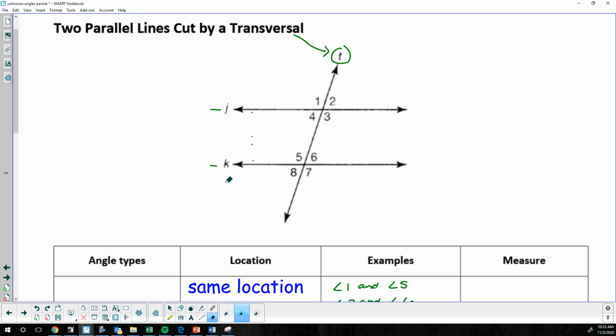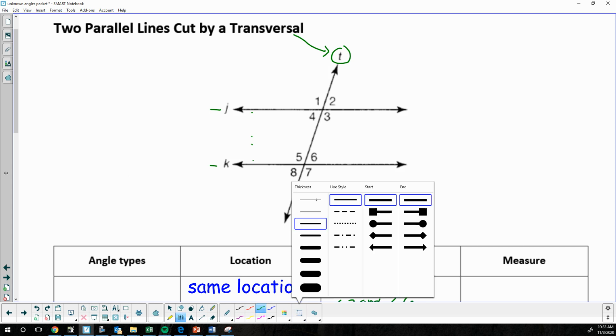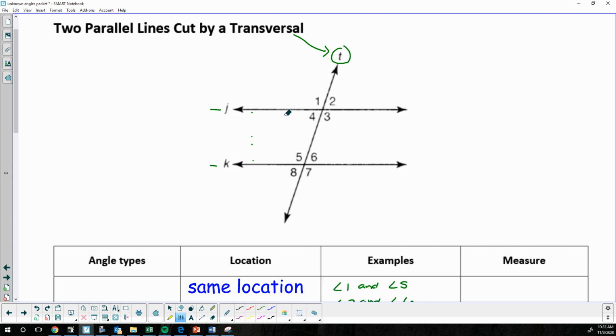All right, so now we are talking about the exterior angles. So that means we have to be above J and below K. So 4 and 3 are out, they are interior. 5 and 6 are out, they are interior. So now we're just dealing with these 4 angles that are exterior. They are outside of the parallel lines.